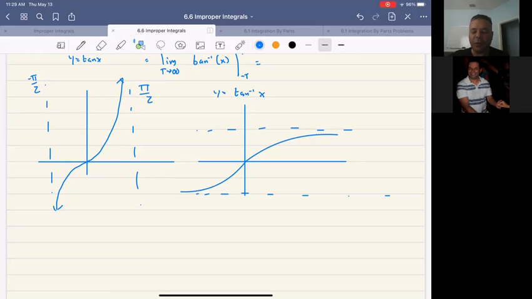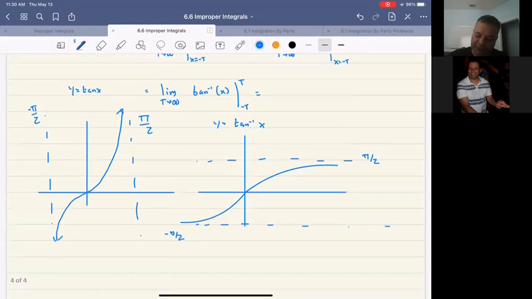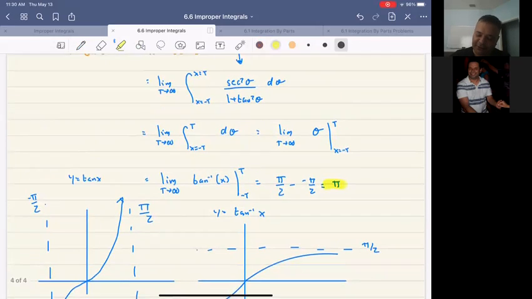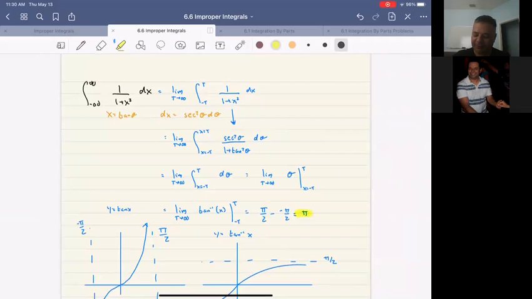So what's happening to arctan as you go out towards infinity? It's getting closer and closer to pi over 2. And at negative infinity, it's getting closer and closer to negative pi over 2. So what does this give us? That is our answer.